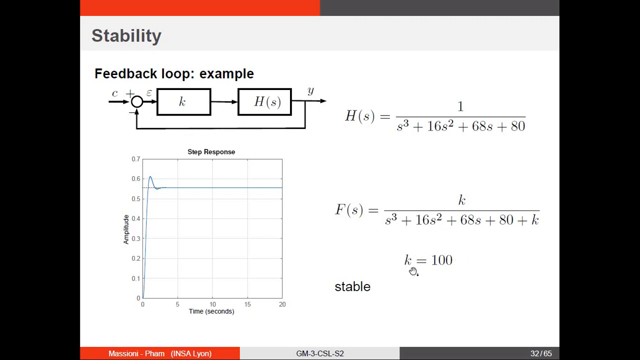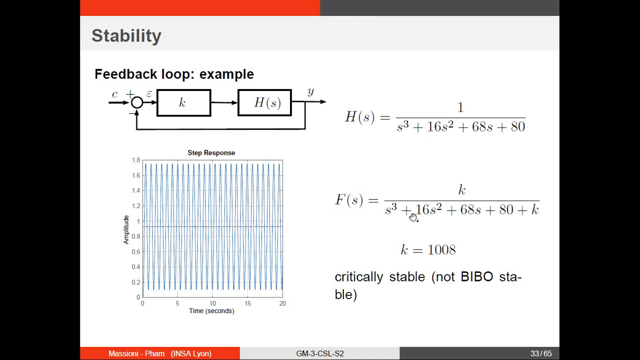For k equal to 100, we are still stable because it's smaller than 1008, and you get this step response, which is closer to 1. It is still bounded, so we are in the case of a BIBO system again. Let's take k equal to 1008. Then in this case we are at the limit, so we have a critically stable system which gives you a step response oscillating forever, never stopping. Also the impulse response would be the same.